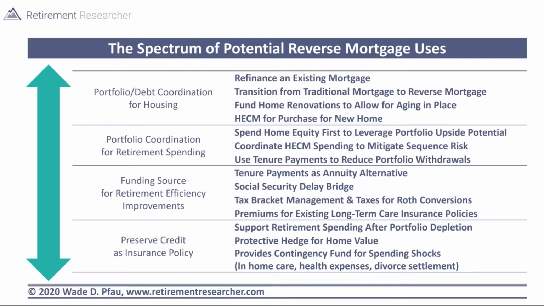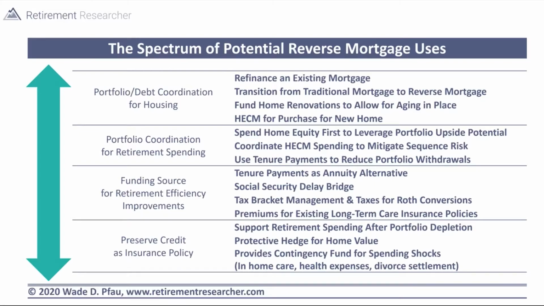The third category is a funding source for retirement efficiency improvements. So much of building efficient retirement income plans involves creating a short-term expense that will help to create a bigger long-term benefit. And the reverse mortgage can be a way to fund those short-term expenses to lay that foundation for a better long-term outcome. So whether that involves buying an annuity, and a reverse mortgage 10-year payment can be an alternative there, whether that is building the Social Security delay bridge to get that efficiency improvement through Social Security delay, whether it's the tax bracket management.